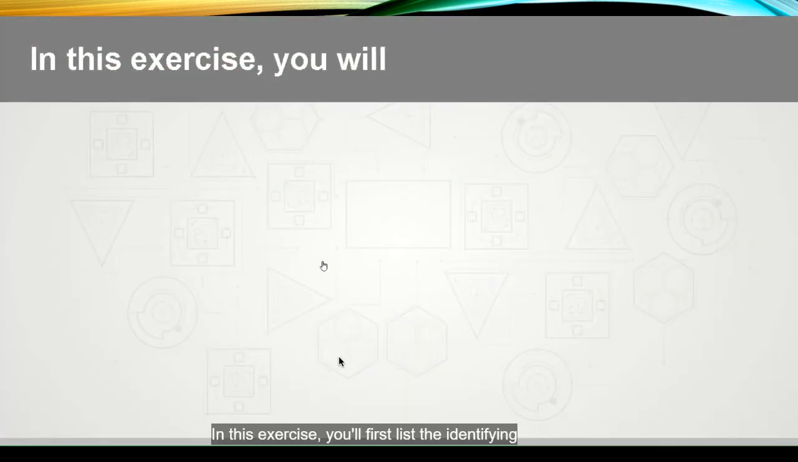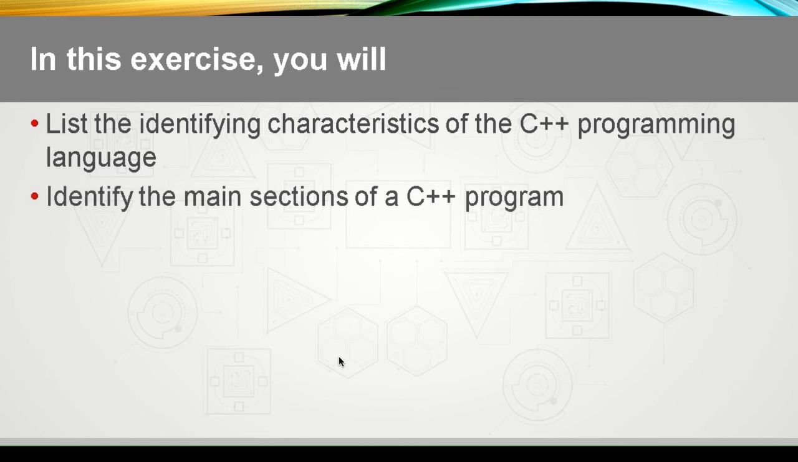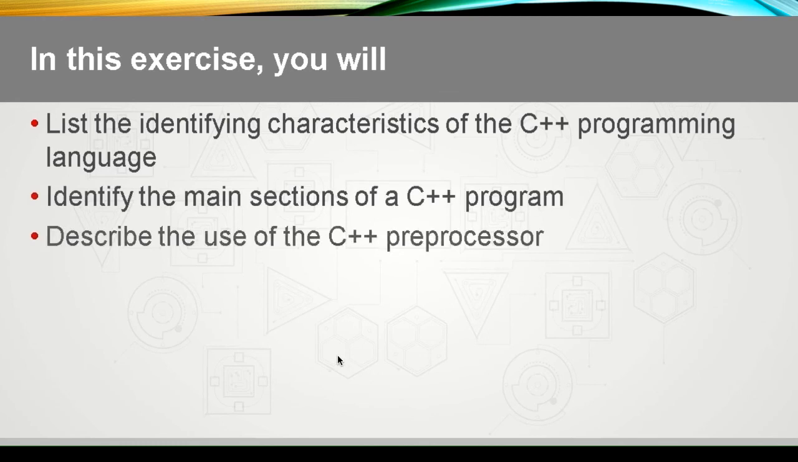In this exercise, you'll first list the identifying characteristics of the C++ programming language, then identify the main sections of a C++ program, and finally describe the use of the C++ preprocessor. So now you can pause the video and consider these exercise items, write down some of the answers or think of them, and then when you've completed the exercise, you can resume the video and I'll share what I came up with.